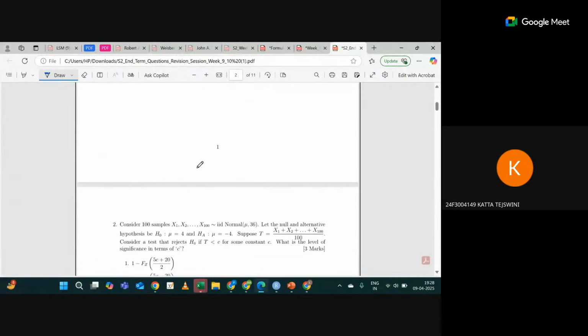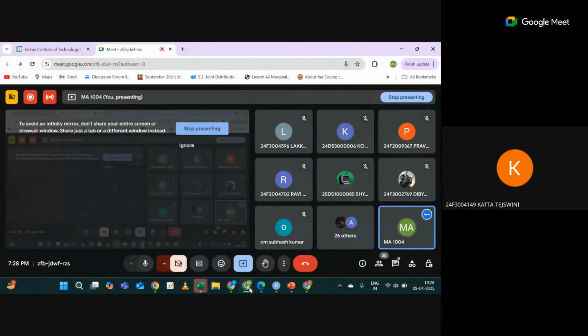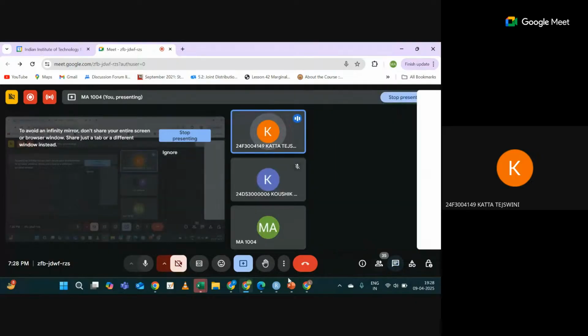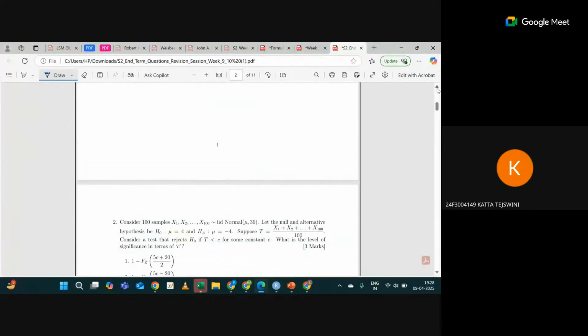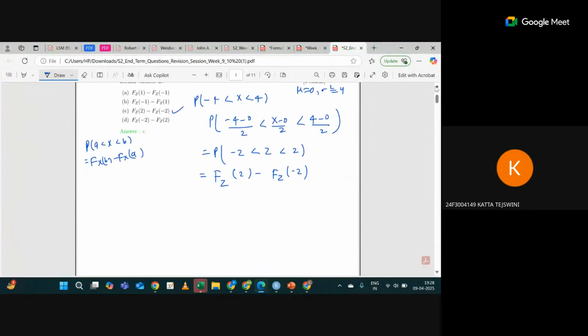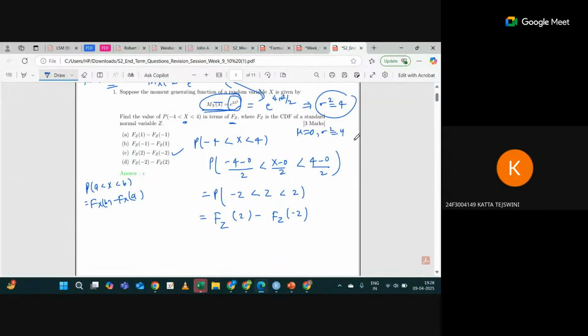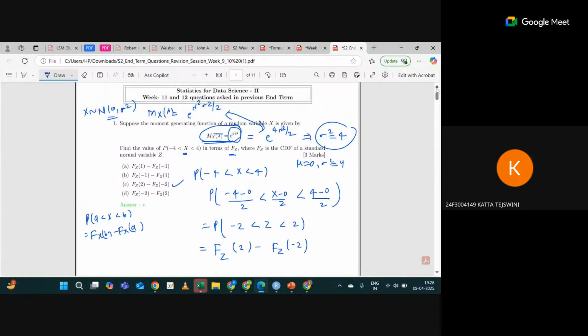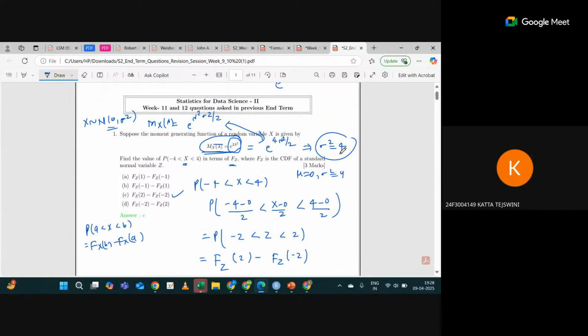Sir, can you scroll up? That e power 4 lambda square by 2, from this form to this form, how was it generated? Is this a standard formula? Yes, this is a standard formula for the normal that you have to recall from the lecture. This is given to you, and we have to relate it with this. So I can write 2 lambda square as 4 times lambda square by 2.